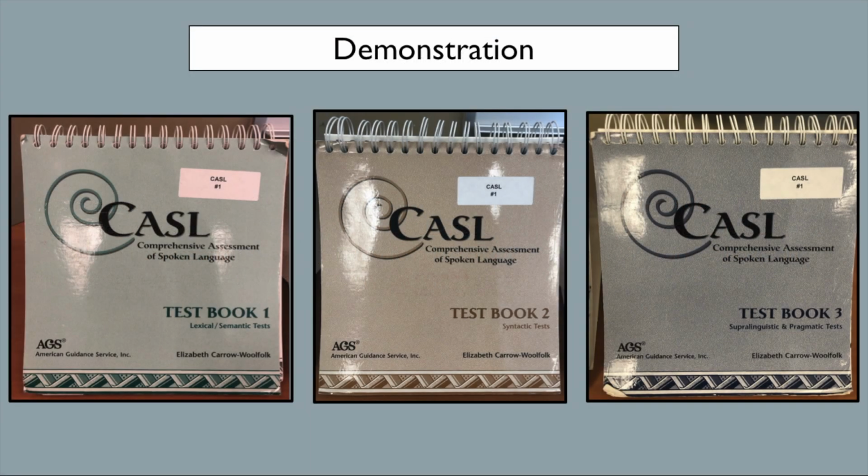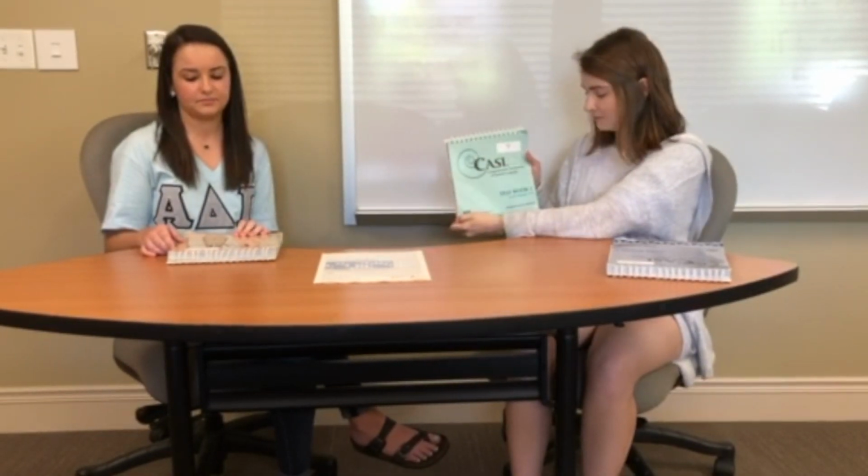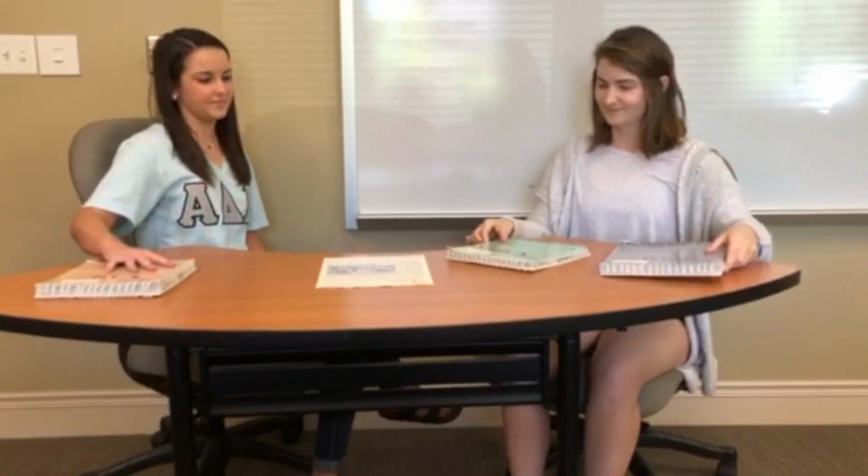Now we will demonstrate the test. There are 3 test books that correspond to the skills assessed in the CASL. Test Book 1 of the CASL assesses lexical and semantic skills. Test Book 2 of the CASL assesses syntactic skills. And the third test book of the CASL assesses supralinguistic and pragmatic skills. Now we are going to demonstrate each of these tests.